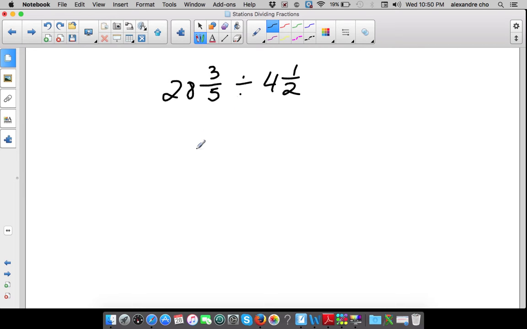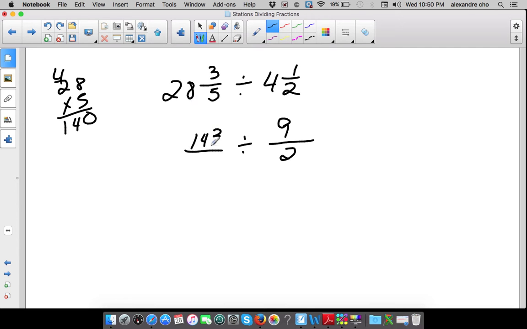Let's change this to improper. The easy one first: 4 times 2 is 8, plus 1 is 9 over 2. 28 times 5, I have no idea. 8 times 5, carry the 4, 10, 14, plus 3, 143. Okay, so if my math is correct, that is what it is. So now we need a common denominator. Let's just use 10. Times 5 here, times 5 here is 45. And here is times 2, so therefore the top times 2, and that gives us 286.